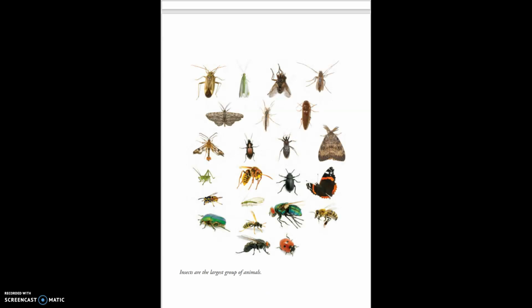And here's the last illustration of this chapter to show that these insects are the largest group of animals. Can you look at this picture and see if you are familiar with any of these animals?